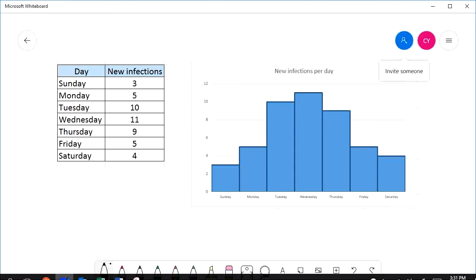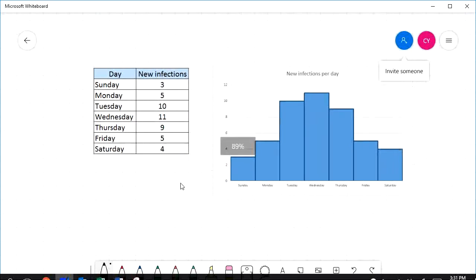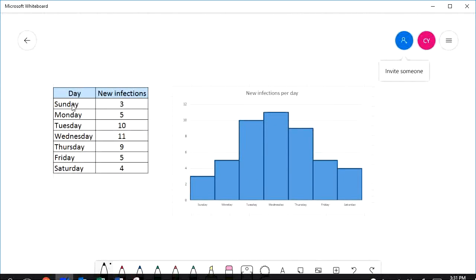Here's a version of the graph we saw a moment ago, just with less data in it, so it's a simpler graph. So here in the table we have 1 week, and then we have the number of new infections on each day of that week. So 3 people got sick on Sunday, 5 more on Monday, 10 more on Tuesday, and so forth. Over here we have the column graph of that data.